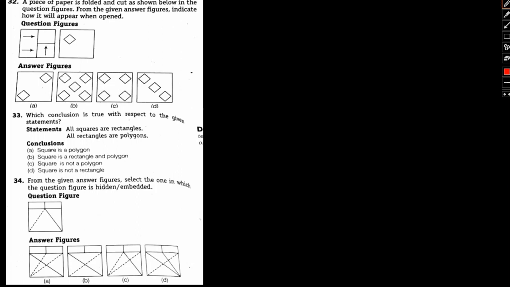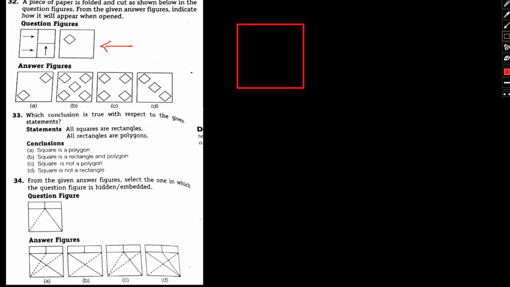Let's start with 32. A piece of paper is folded and cut as shown in the figure below. From the above given figures indicate how it will appear. Okay, so these are the question figures that we have, and these are the four options. So we need to choose which one will be the correct answer figure. Okay, so what we have here is a sheet of paper.